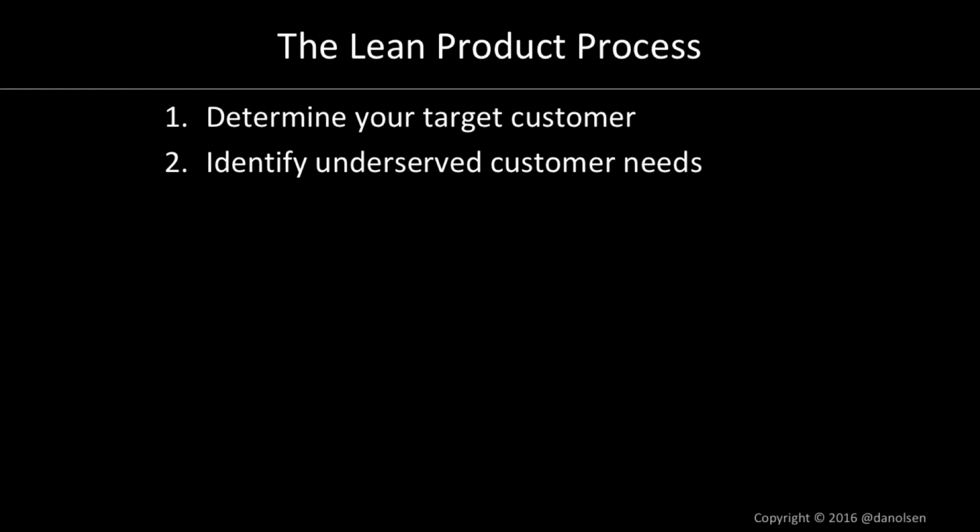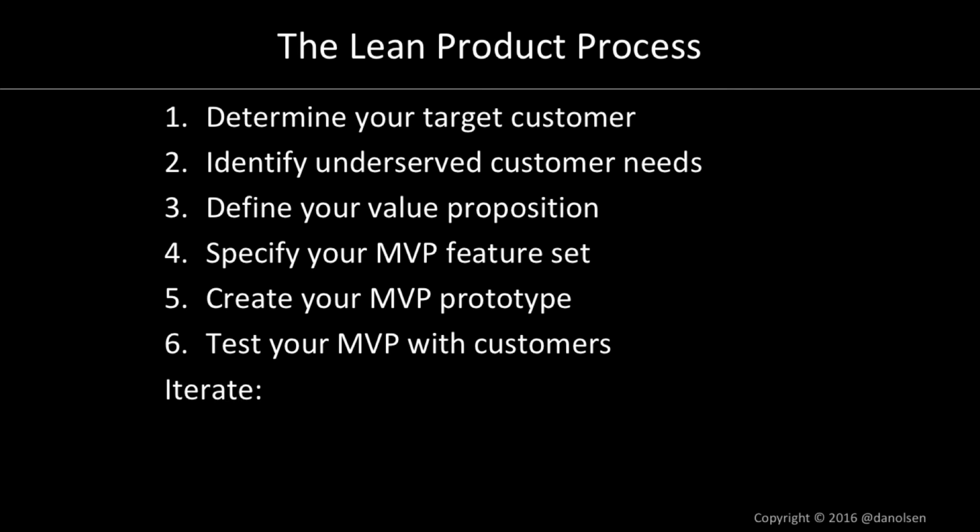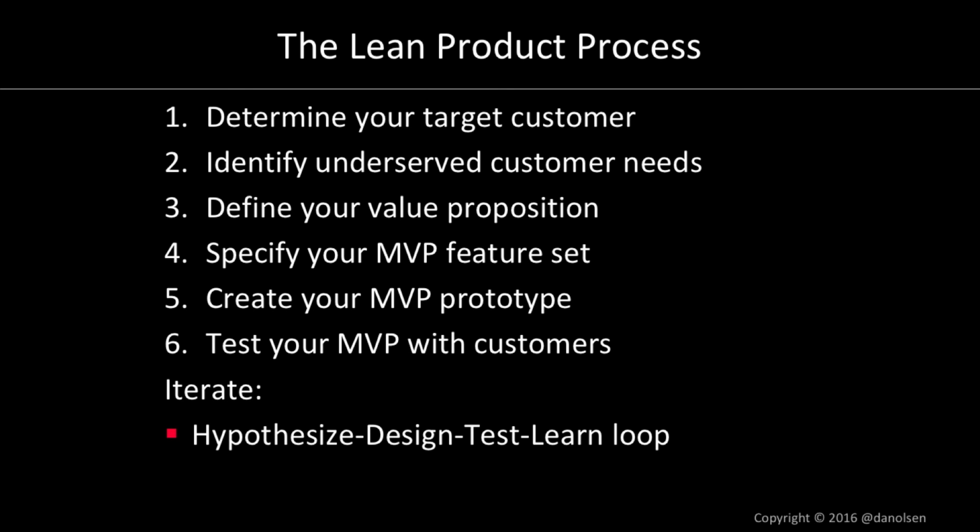To recap the lean product process, basically, it starts off with getting a clear picture of who your target customer is, figuring out what their underserved needs are, figuring out how you are going to meet those needs in a way that's better or different than the other products that are out there, specifying your MVP feature set, so again, you don't overbuild, and you can validate right away without going too far down the wrong path. Creating an MVP prototype to bring your feature set to life so you can actually test it with customers. Testing it with customers, and then iterating, going through that loop of hypothesize, design, test, learn, and improving product market fit, basically.